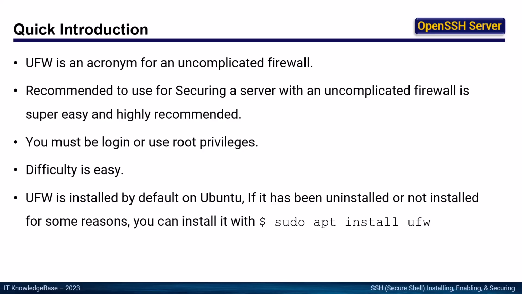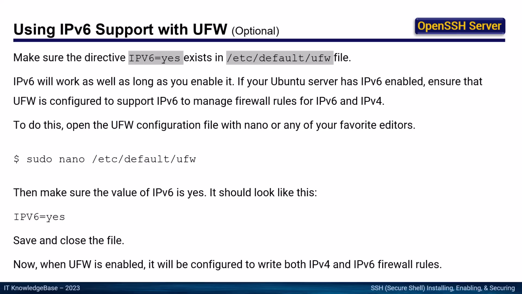You must be logged in or use root privileges. Difficulty is very easy. UFW is installed by default on Ubuntu. If it has been uninstalled or not installed for some reason, you can install it. IP version 6 support: UFW also supports IP version 6 traffic as long as you enable it. If your Ubuntu server has IP version 6 enabled, ensure that UFW is configured to support IP version 6 to manage firewall rules for IP version 6 and IP version 4.